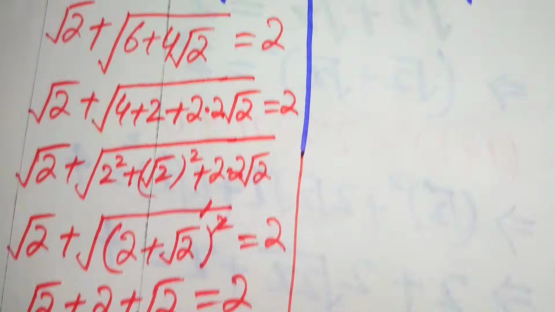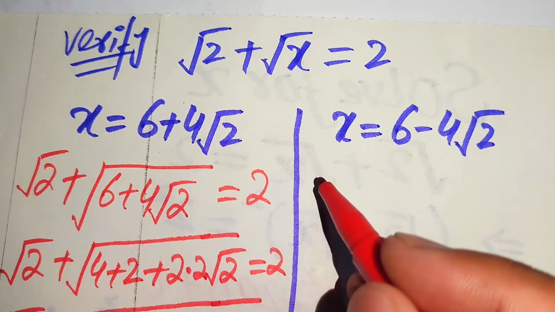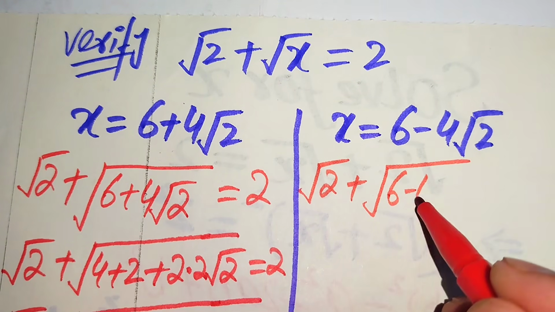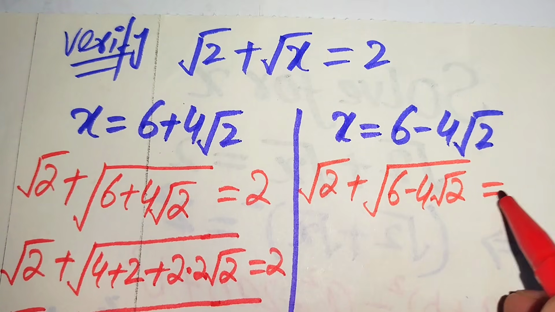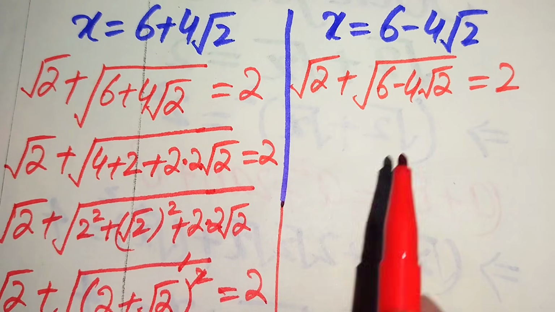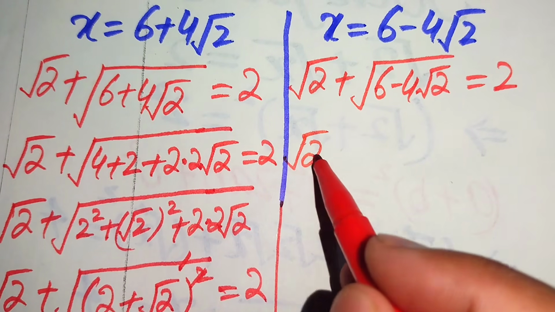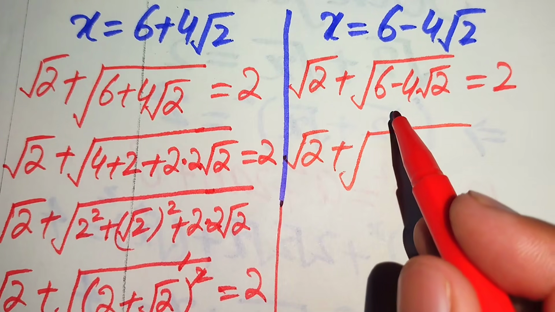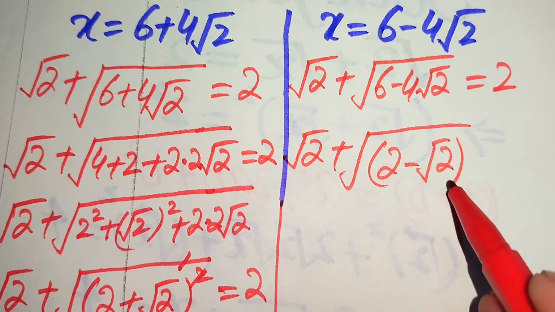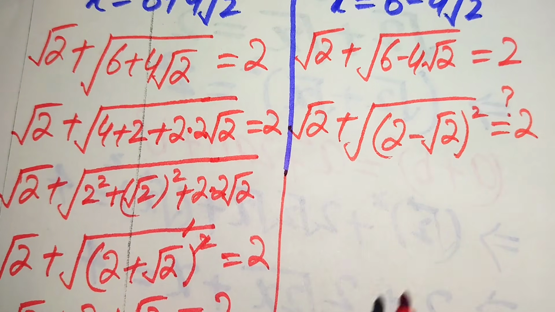And now here in the same pattern, we verify the second value of x. So it is the same pattern, and when we put this value here, we get square root of 2 plus square root of 6 minus 4 times square root of 2 equals 2 or not. So we can do all of these steps, but the difference is that here we have a positive sign and here we have a negative sign. So we write it as square root of 2 plus, so this will be written as 2 minus square root of 2 and its whole square, and is this equal to 2 or not. This is our claim.